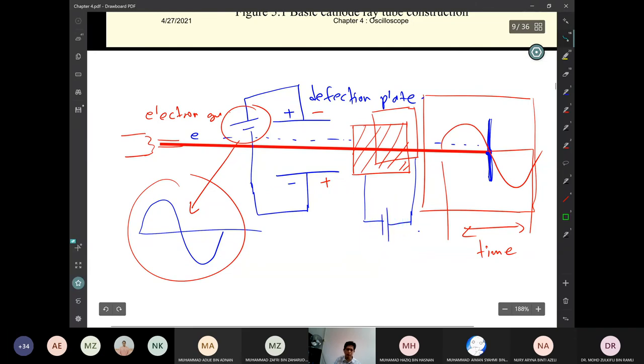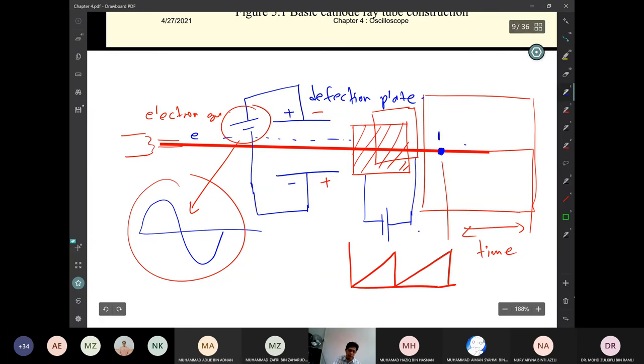Kalau you guna fix, deflection tu akan keras sajalah duduk satu tempat. Jadi you kena letak sebenarnya a triangular shape like this. Okay. Macam mana pula tu? Triangular. So for example, the beam starts here. So beam start at this point, point number one. And then you increase the voltage. Increase the voltage at point number two. So you increase at V1. So because you increase the voltage, the beam will move to this point.